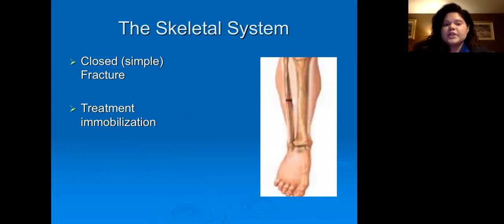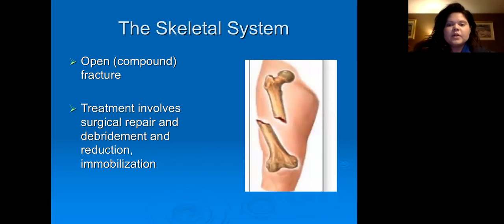Types of fracture. The treatment for those is going to be immobilization. So we need to be familiar with that, and we also need to be able to recognize them. Say if we arrive on scene and we're the first ones there, we need to be able to distinguish that or make an educated guess about what's going on.